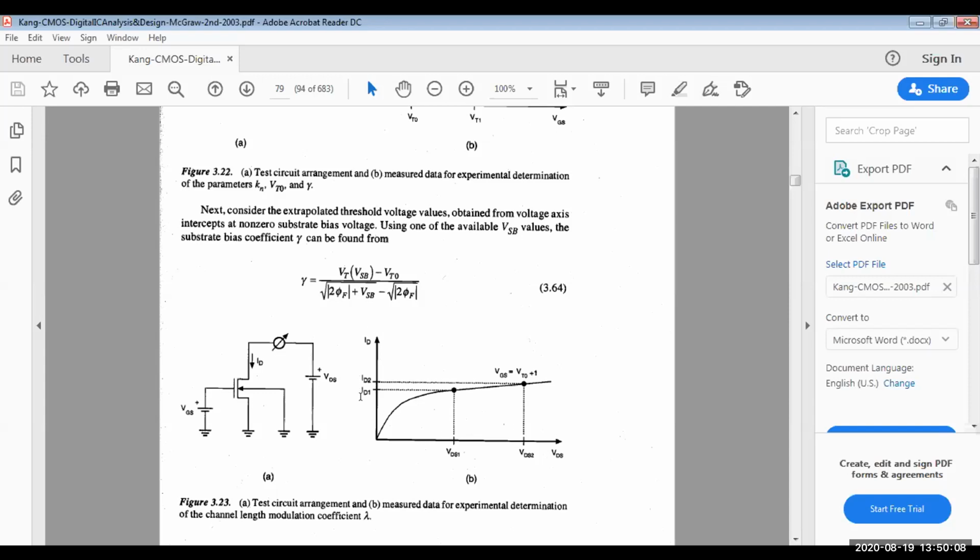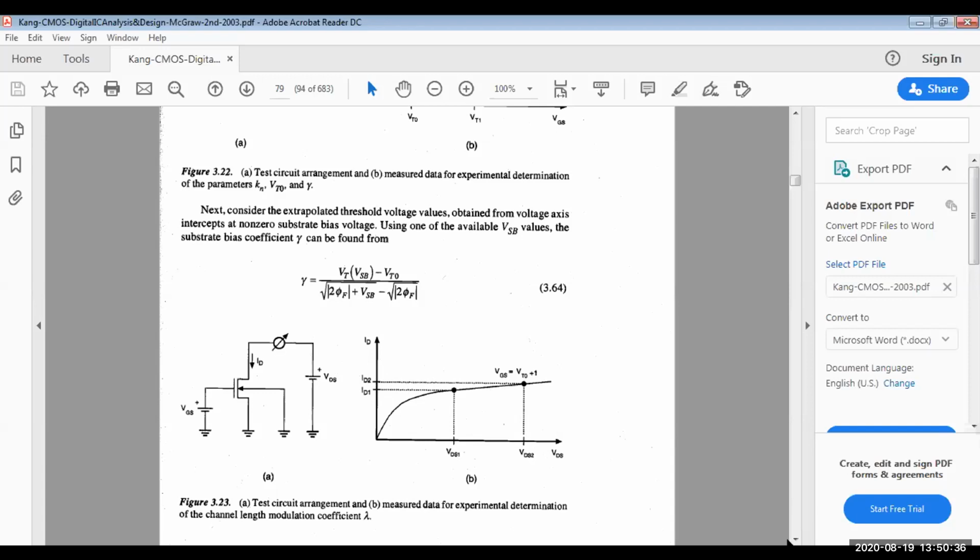You can see, for example, let us apply a voltage of 5 volts. At VDS1, meaning 5 volts, we are getting a current value of ID1, and at another voltage VDS2, suppose 6 volts, we are getting a different current value here.